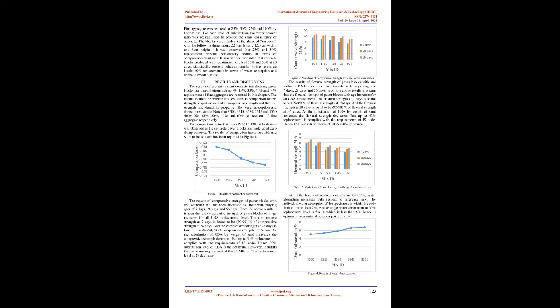Santos C. R. et al. investigated the mineral processing and characterization of coal waste to be used as fine aggregate. Fine aggregate was replaced at 25%, 50%, 75%, and 100% by bottom ash. For each level of substitution, the water-cement ratio was re-established to provide the same consistency of concrete.